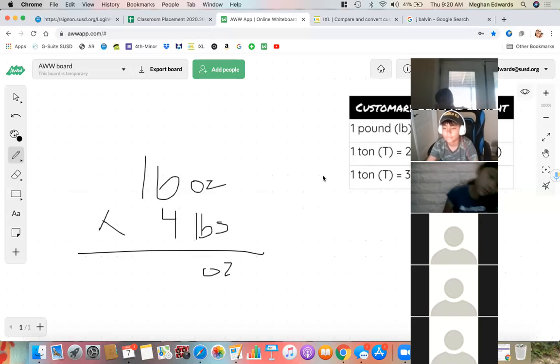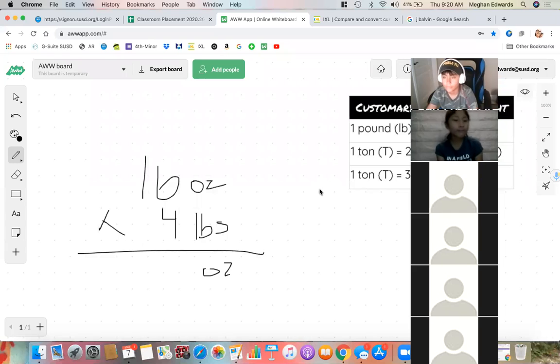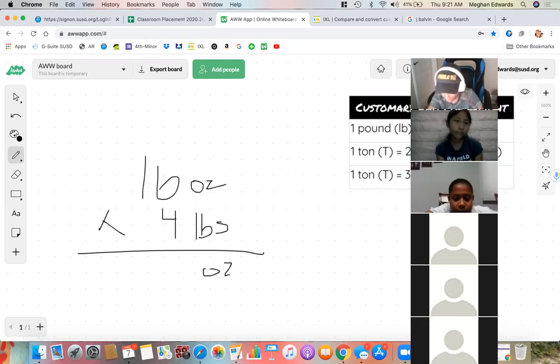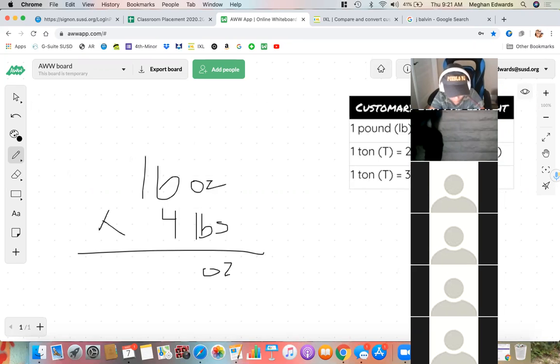It's an L. Pounds. L. Not I. Well, I know that James got it. James says 64. Do we agree with 64? Does anybody disagree with 64?